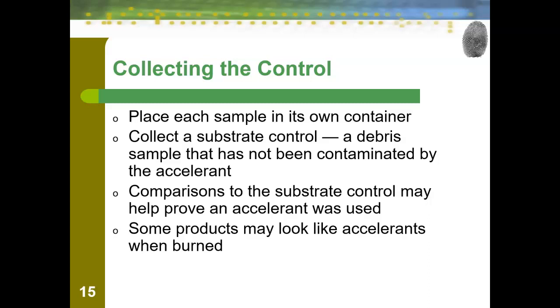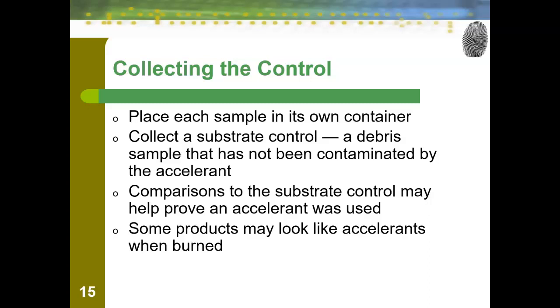Another thing that needs to be collected aside from the evidence is what is called a control. So we're going to place each sample in their own container, and then we're going to collect a substrate control. And this is a debris sample that has not been contaminated by accelerants. So we're taking it from somewhere in our fire that we do not believe was exposed to accelerants so that we can compare it to samples that we think may have accelerants in them.